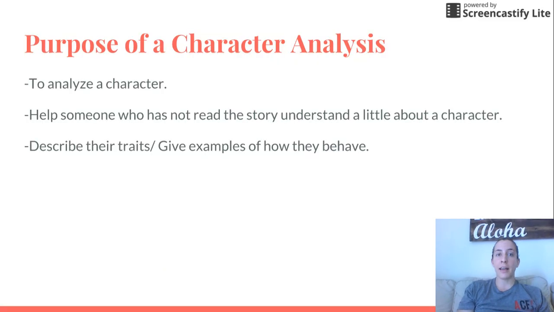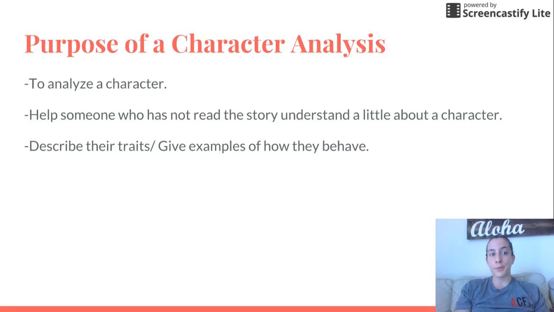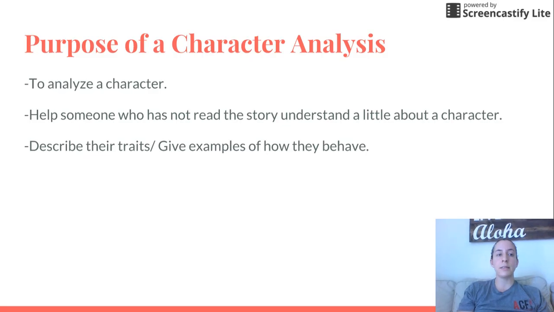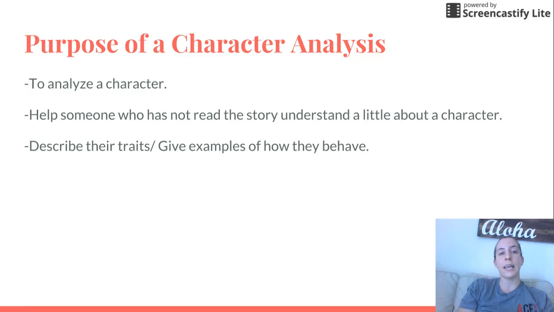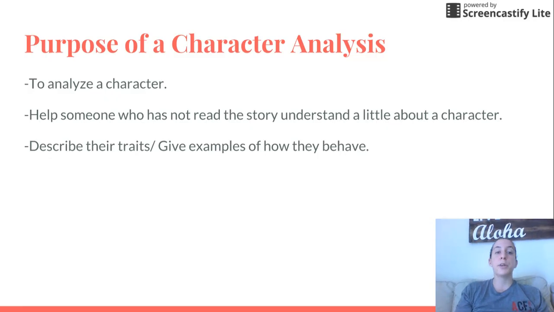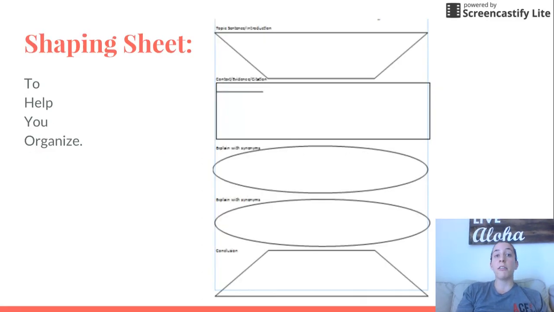So other than giving you practice in writing, the purpose of a character analysis is to help somebody who's not read a particular story understand a character that's in that story. You're going to describe their traits and give examples of how they behave. I'm going to walk you through all of the steps to write a character analysis.